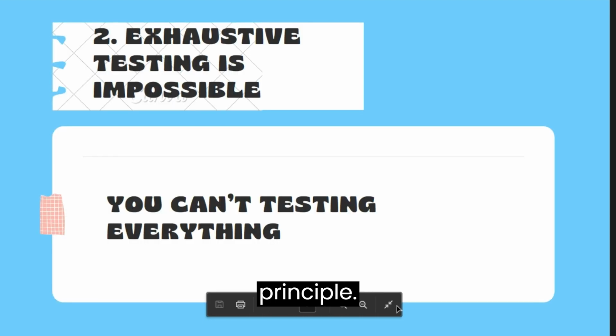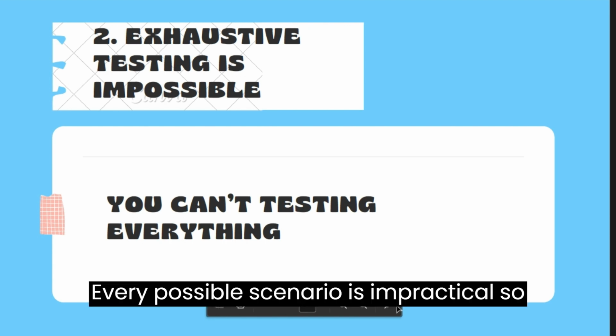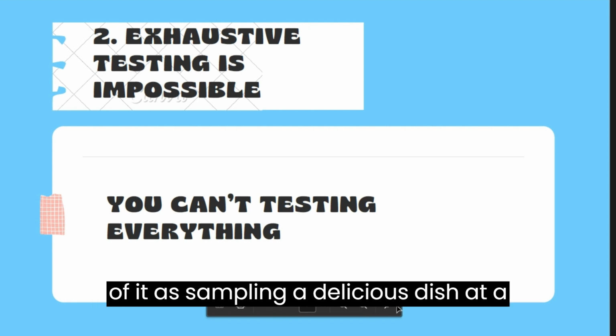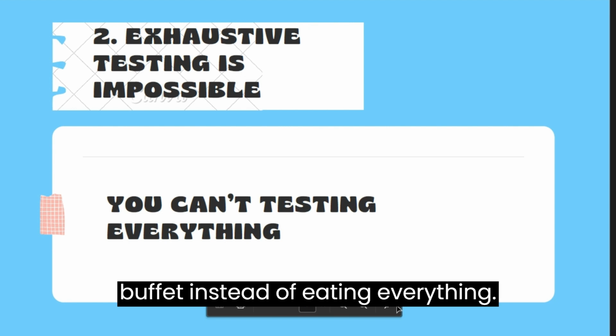The second principle is exhaustive testing is impossible. It tells us that testing every possible scenario is impractical. So we focus on high risk areas. Think of it as sampling a delicious dish at a buffet instead of eating everything.